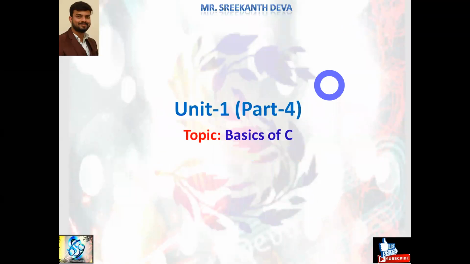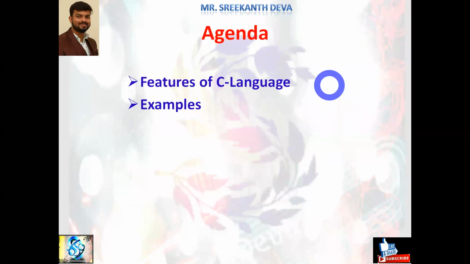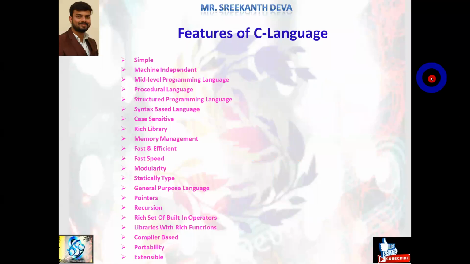Today's topic is about the basics of C programming language. The agenda of this session is about various features of C programming language with suitable examples. What are the various features of C programming language?